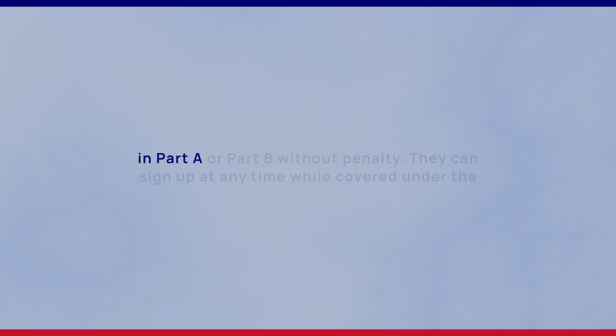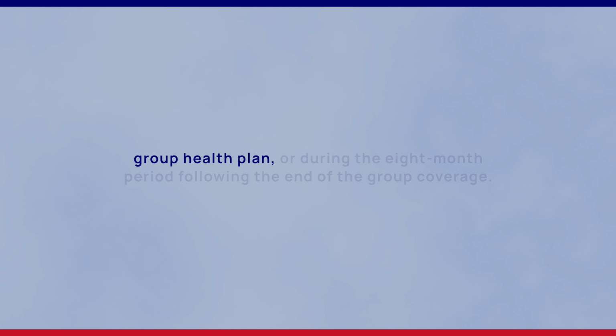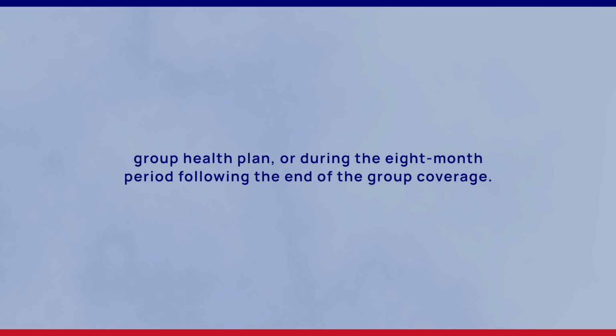For example, individuals with group health plan coverage through their current employment or the employment of a spouse may delay enrollment in Part A or Part B without penalty. They can sign up at any time while covered under the group health plan, or during the 8-month period following the end of the group coverage.